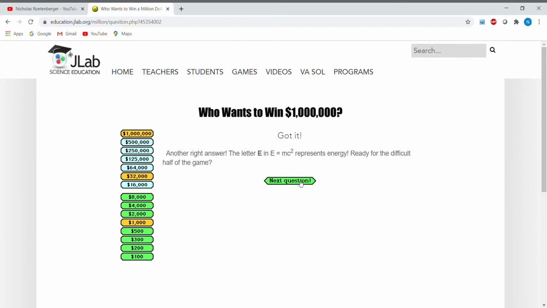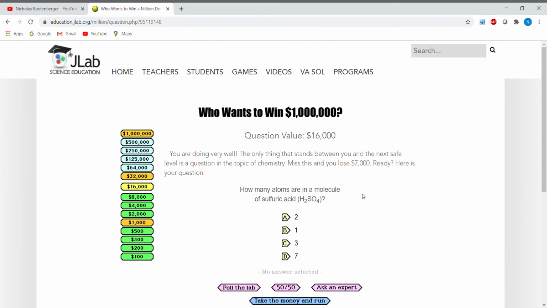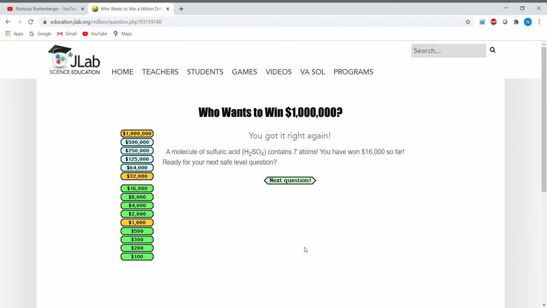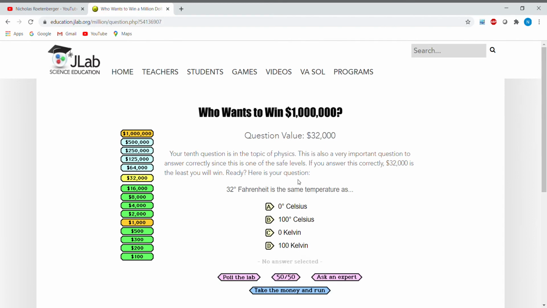For $16,000. How many atoms are in the molecule of sulfuric acid, H2SO4? H is one element, but that's 2 atoms, so that's 2. S is another element, that's sulfur, 1 atom. O4, oxygen, but those are 4 atoms. So 2 plus 1 plus 4, that would be 7. D. We have $16,000.